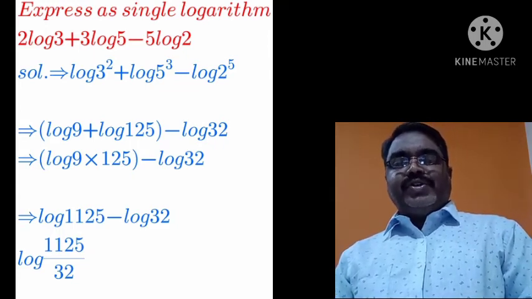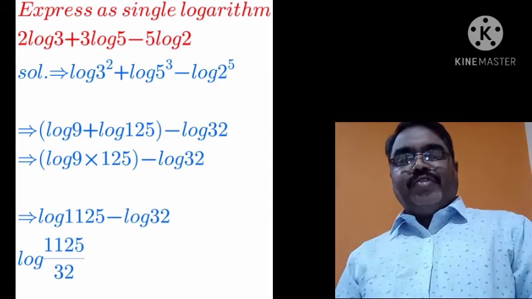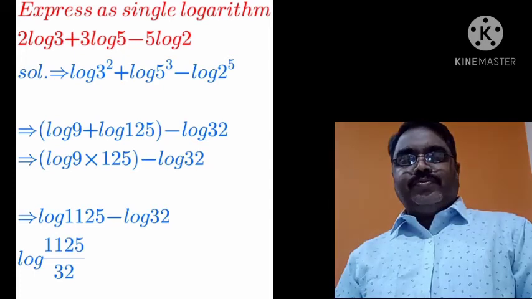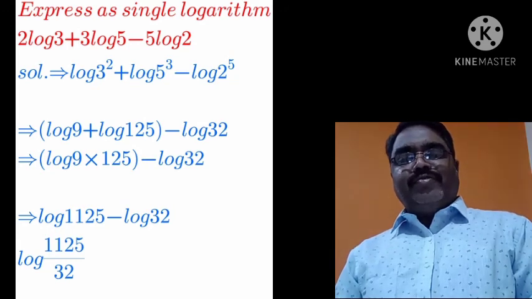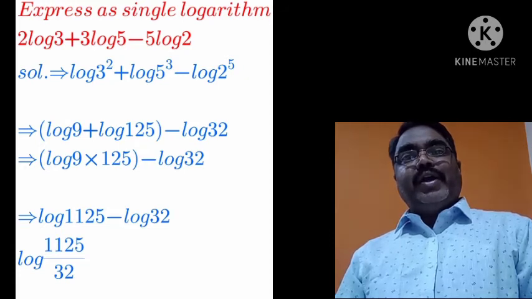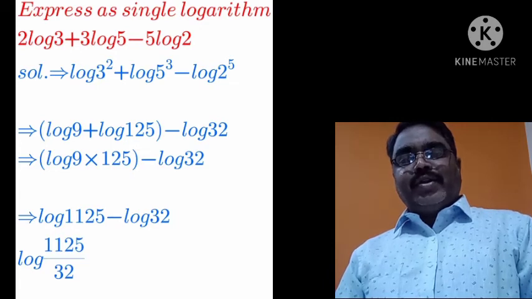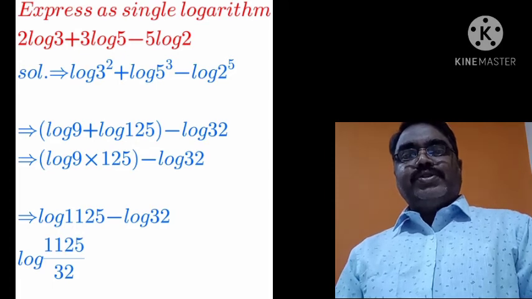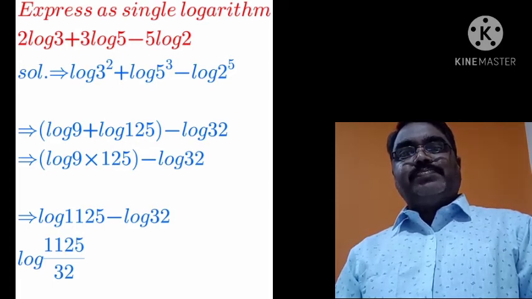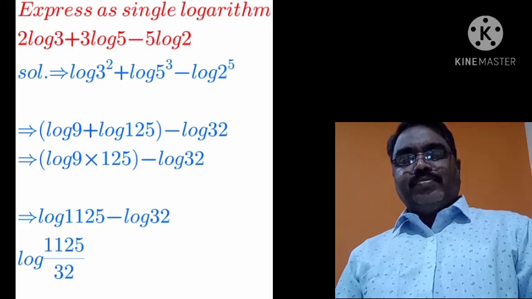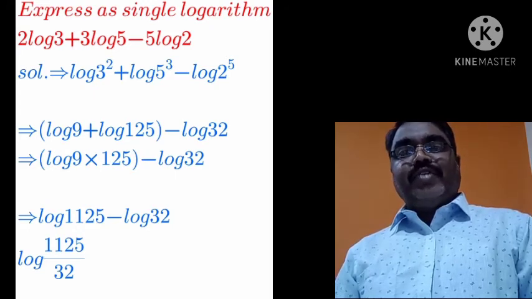On simplification, we get logarithm of 1125 minus log 32. Again, it is in the form of log a minus log b. What is equal to log a minus log b? Exactly, it is log a by b by quotient law of logarithm. So which can be written as here log 1125 by 32. So the given question is expressed as a single logarithm, log of 1125 by 32.